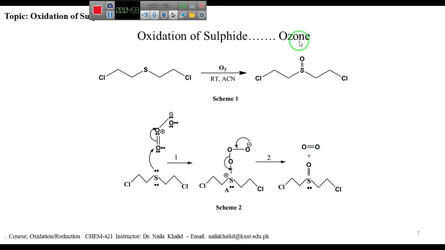Ozone is another oxidizing agent which is used to oxidize this sulfide. This special example is from a disulfide. It is oxidized in the presence of ozone and gives you sulfoxide, the partially oxidized product. The mechanism of action is like this. Ozone is an angular molecule. It is attacked by this sulfur, and then this comes here. Then molecular oxygen leaves and you get this sulfoxide in a good yield.